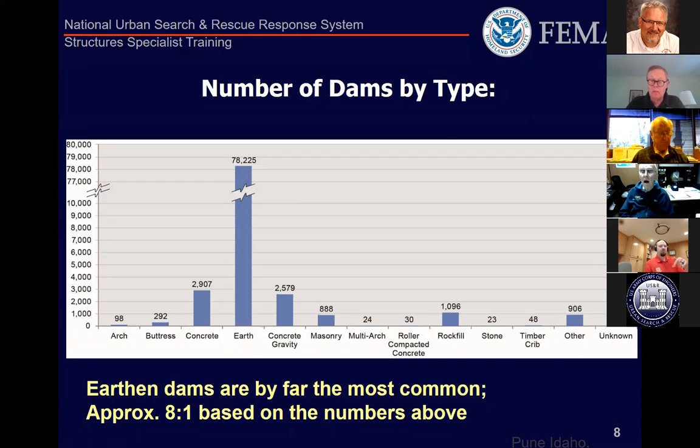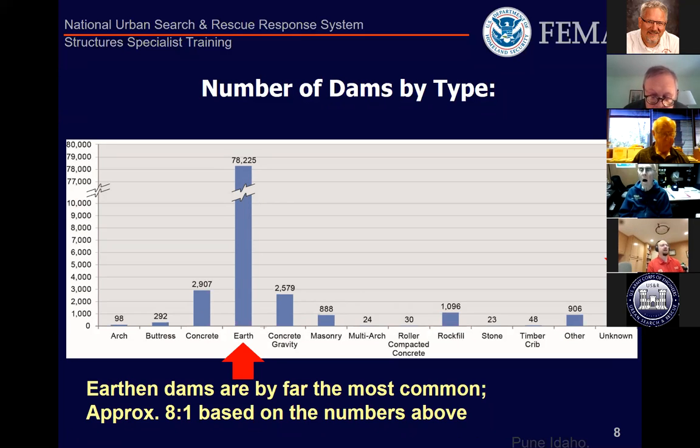So when you look at the number of types, you can see by far that earthen dam, and go ahead and run through the animations, Mike. The earthen dams are largest, and the one that stands out to me is the unknown one, the next largest category. It's like, how do you know what's unknown? That one always kind of trips you up a little bit. But the ones we're going to primarily be focused on are the earthen dams.